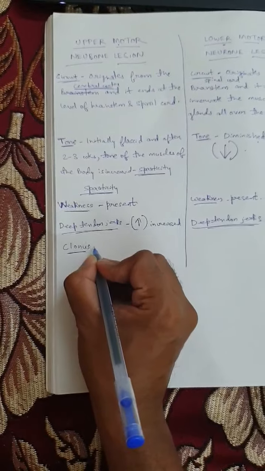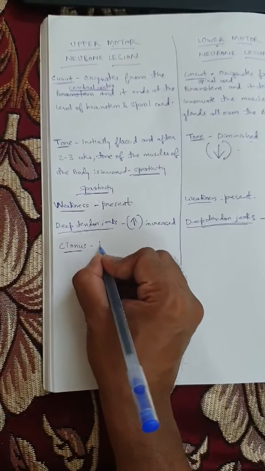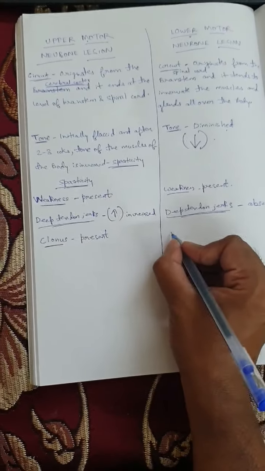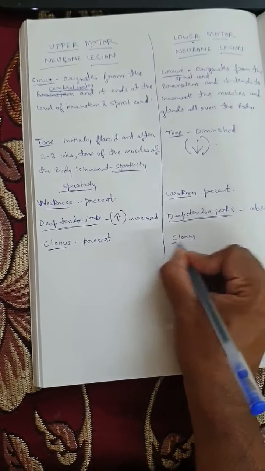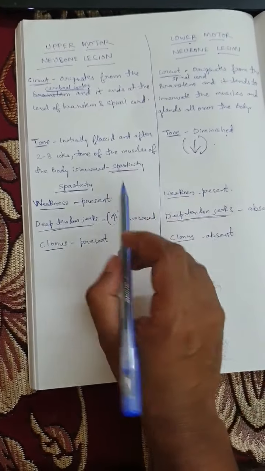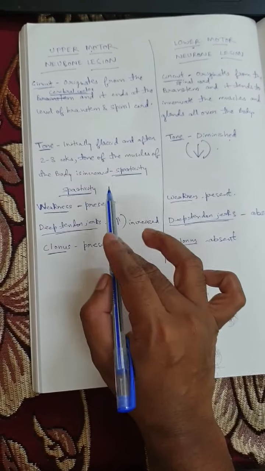Now what is clonus? Clonus is a type of abnormal movement. In this case it is present, and in this case it is absent. It is very easy to remember because in upper motor neuron lesion everything is hyper, everything is exaggerated.